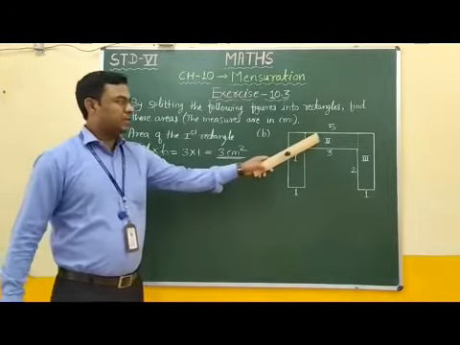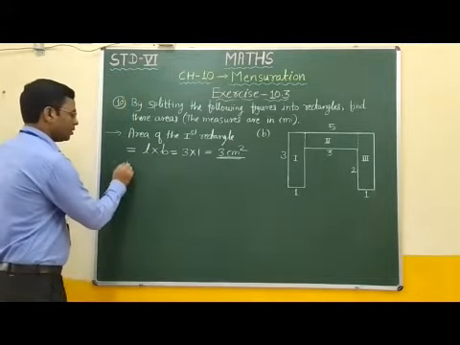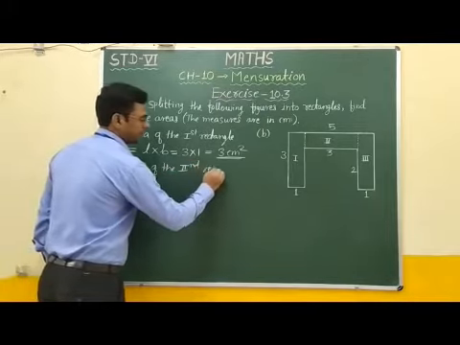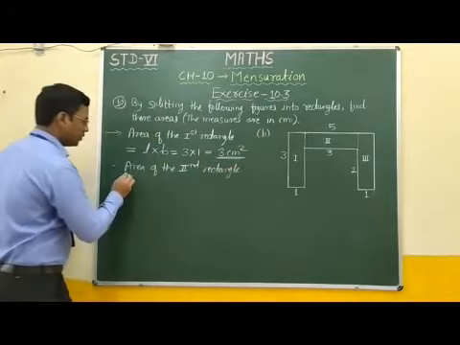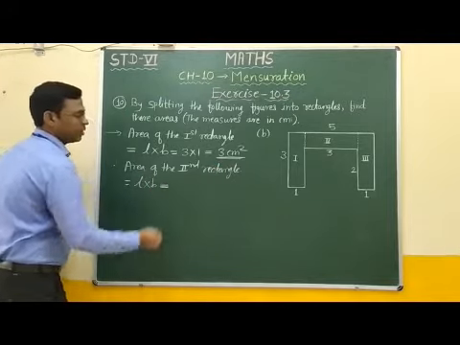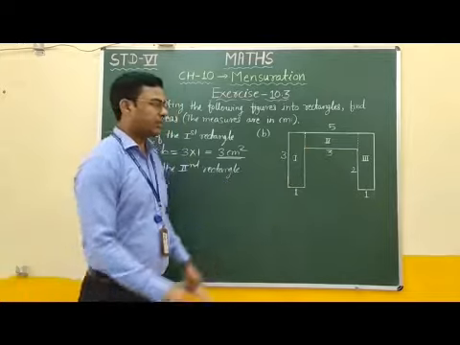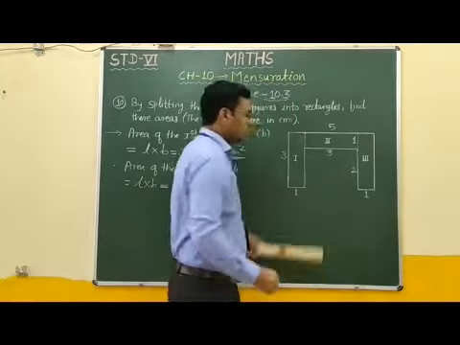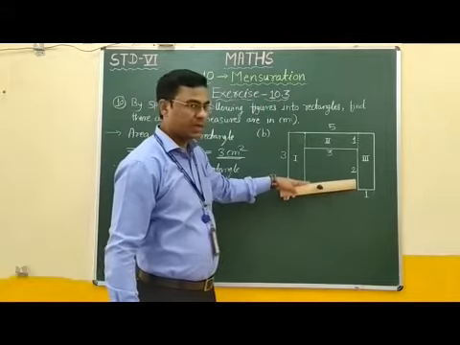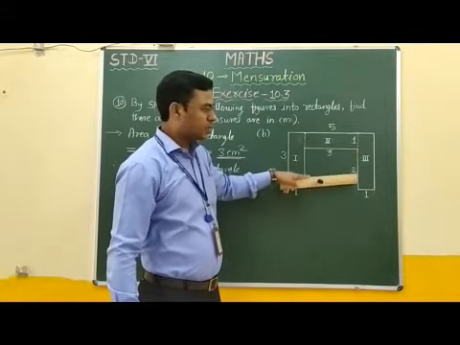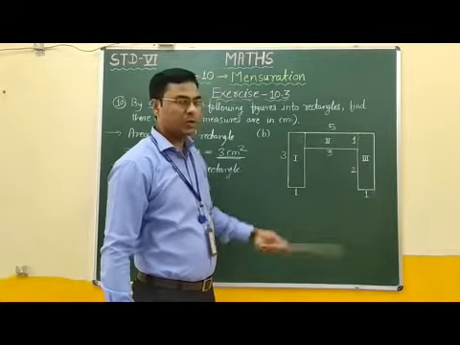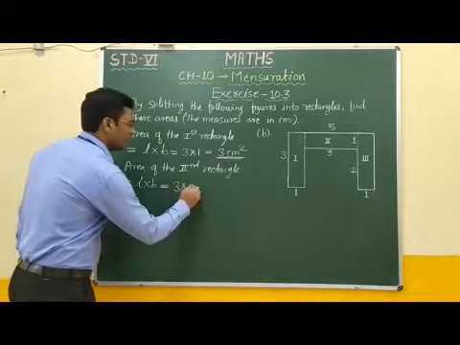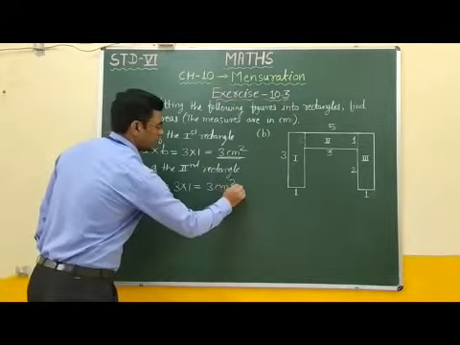Now the area of this second rectangle. Therefore area of the second rectangle which is equal to L into B, and here length is 3 cm and width is 1 cm. This is 1 because this is 3, therefore this is also 3, this is also 3, and this total 3 minus 2 is equal to 1, and 2 plus 1 is equal to 3. Therefore this width is 1 cm. Therefore here 3 into 1 is equal to 3 cm square.